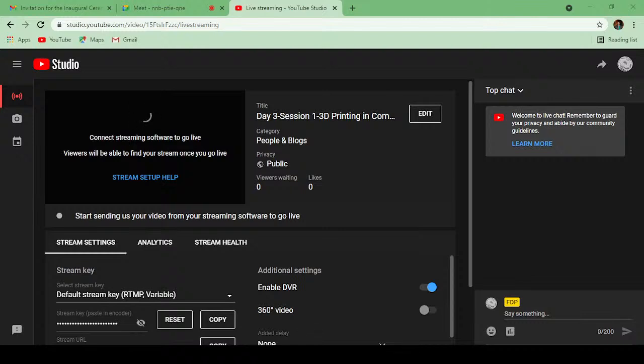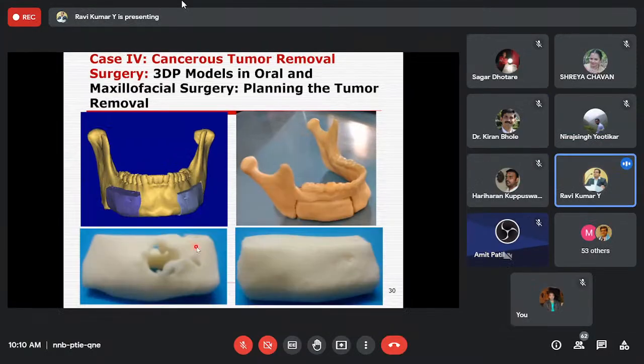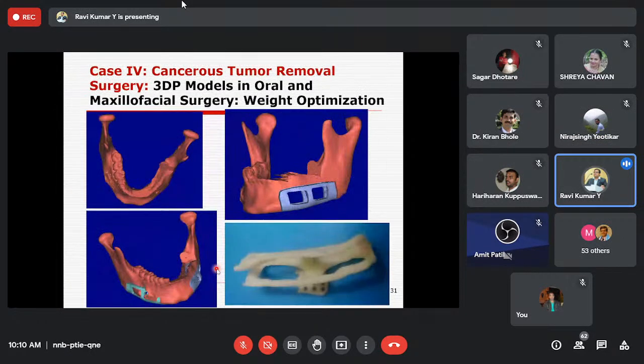the cancer bone and how much portion we need to cut. You can supply these models to the surgeon and let them practice on that, so not on the patient during the surgery. So they can have that opportunity.